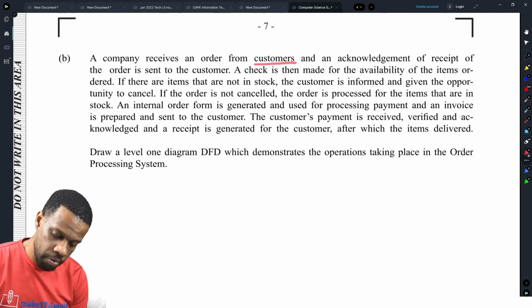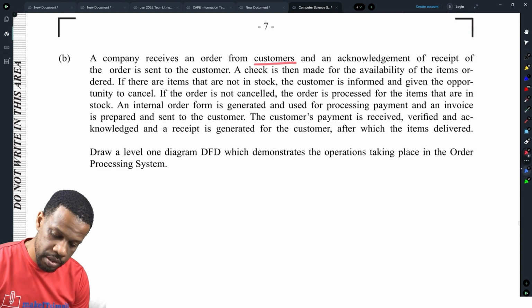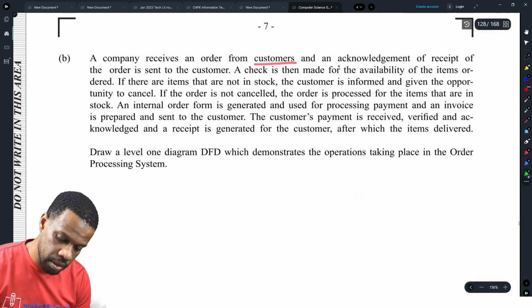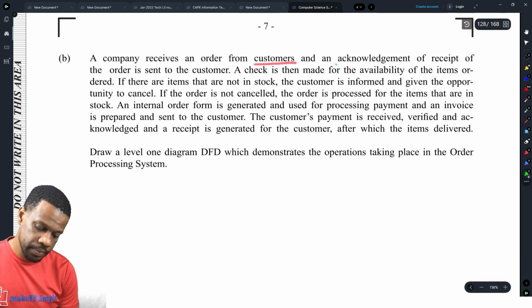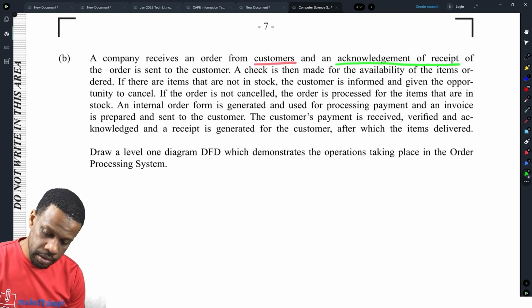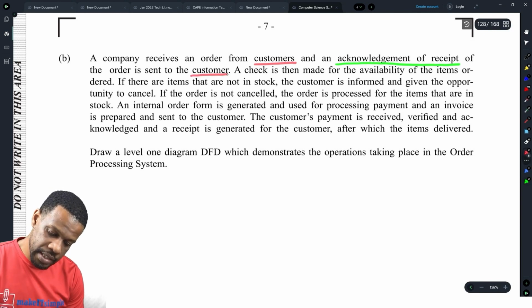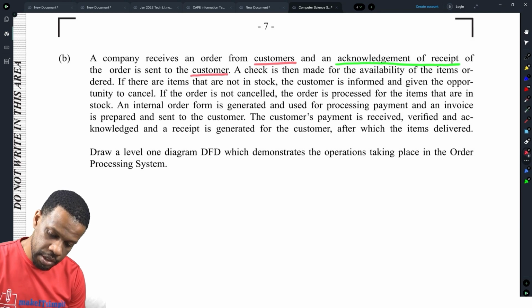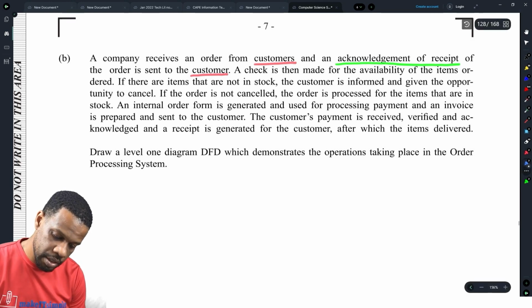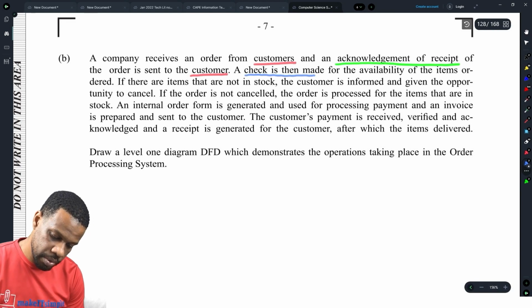You receive an order from a customer. An acknowledgement of receipt, that is a piece of data. The acknowledgement of receipt of the order is sent back to the customer, so that's an external entity. A check is then made for the availability of the items ordered. So the check being made is a process, a check made for the availability of the items.